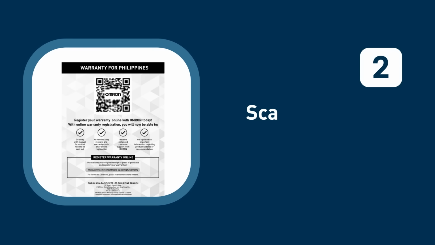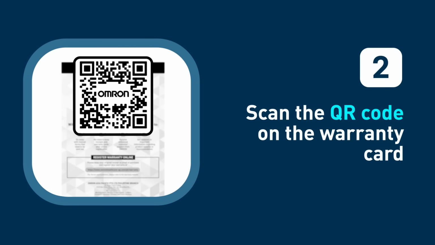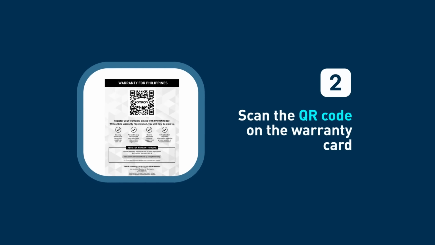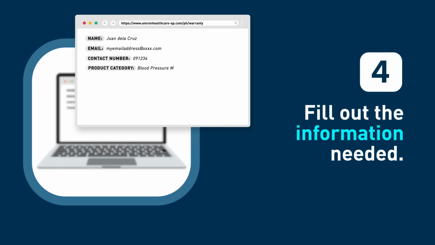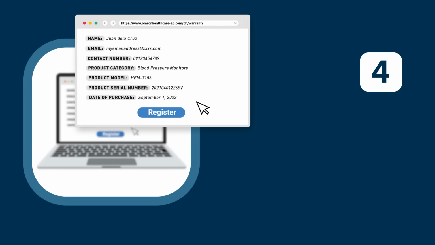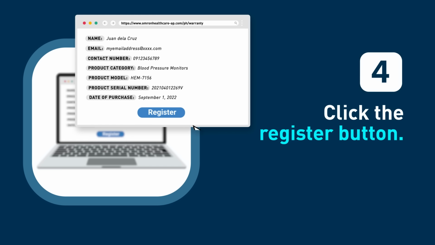And then, scan the QR code attached to the warranty card. Next, prepare the serial number found at the bottom part of your product. Then, start filling in all the other needed information. After providing the necessary details, click the Register button.